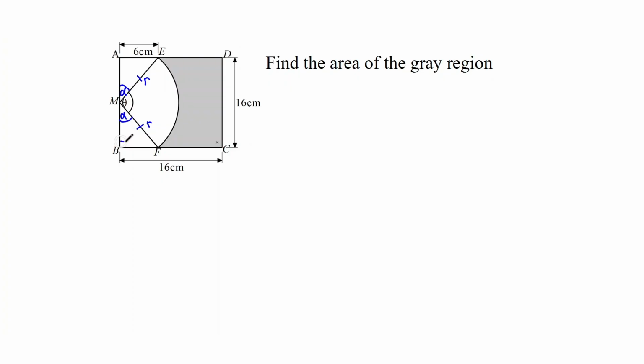So B is at right angle, and also A is at right angle, similar to D and C. CD is 16 centimeters, therefore AB is also 16 centimeters. And M is the midpoint because it is the center to this minor sector. Therefore, we can divide 16 by 2 to get AM as 8 centimeters. And at the same time, MB is also 8 centimeters. Take note that BF is 6 centimeters also.